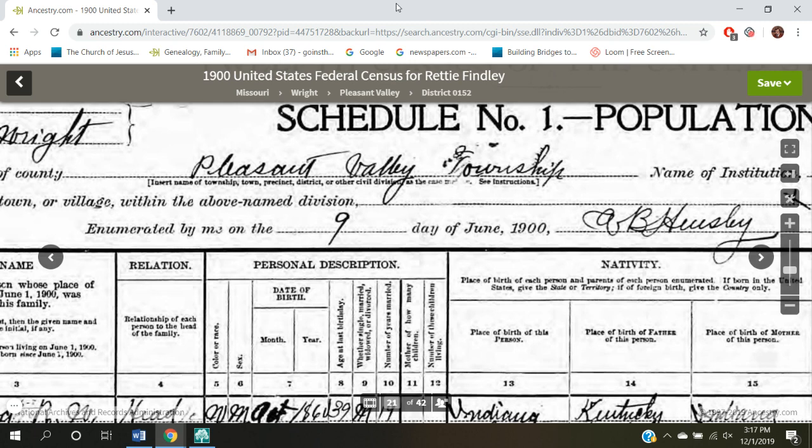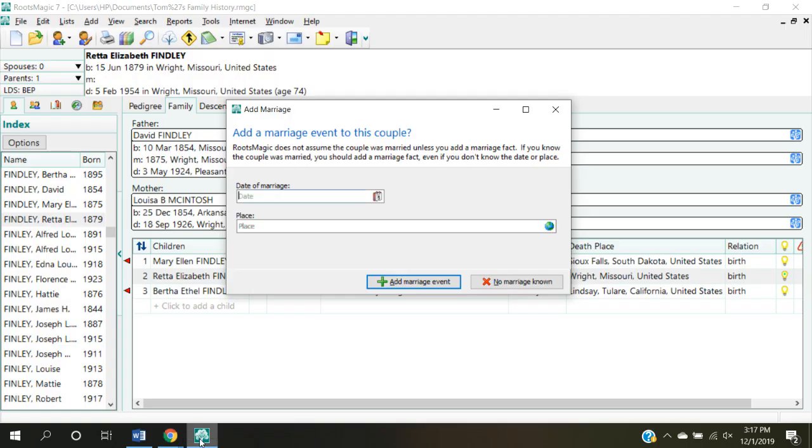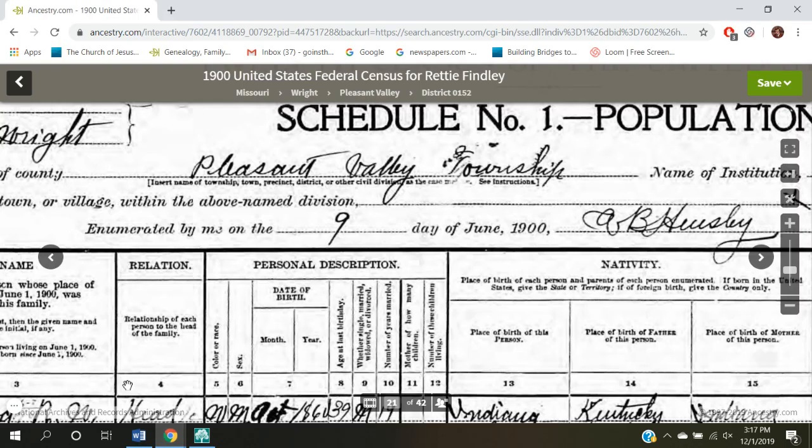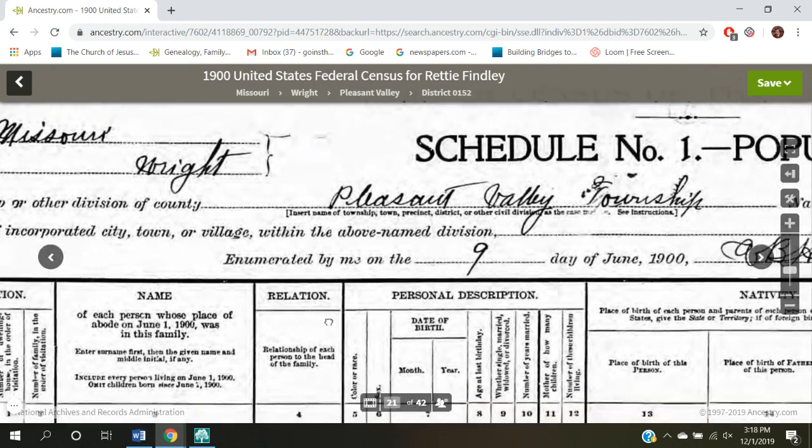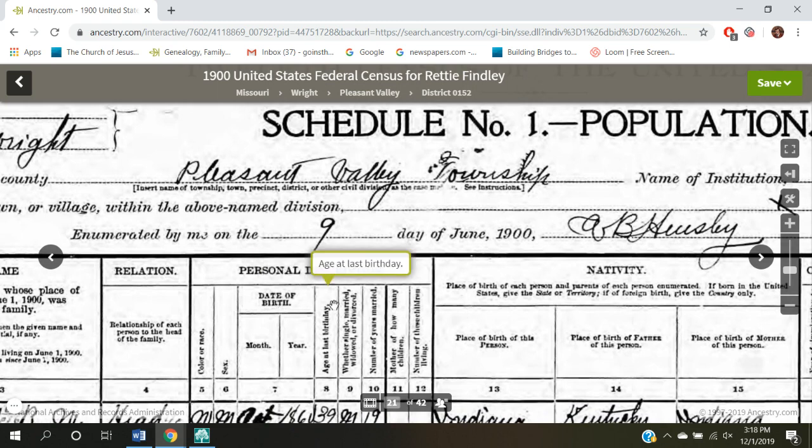So we're looking at about a little over a year's time in between when she probably got married. So I'm just going to put in, as a guess, 1901. Now, if you want to be more specific, you could put maybe May. So I'm going to just put May 1901. Now, she was living in Pleasant Valley, Wright County, Missouri on June 9th, 1900.